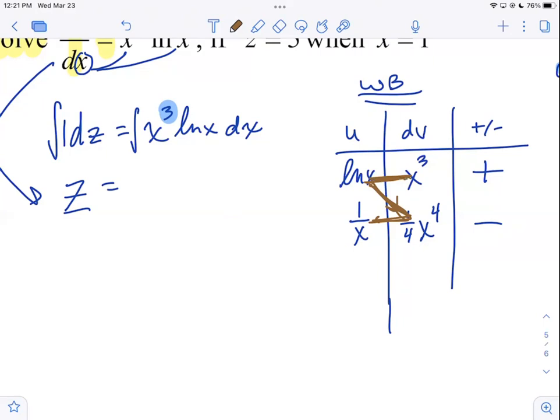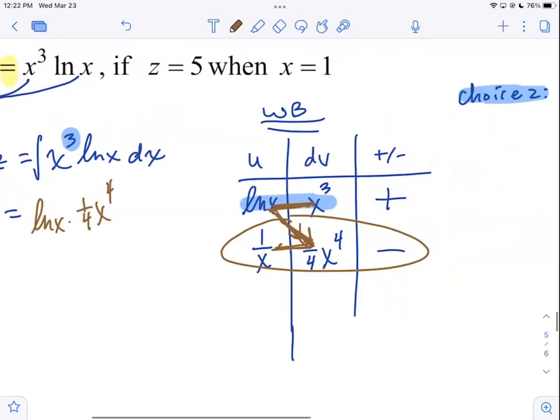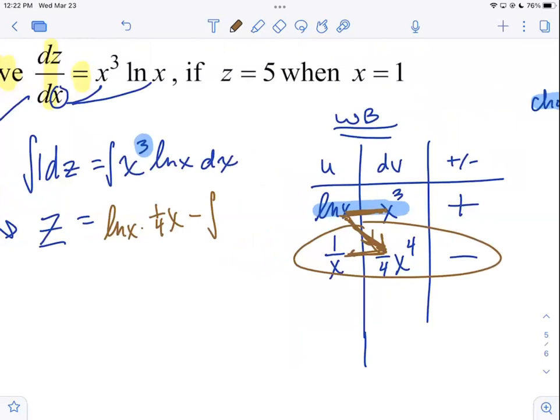So the horizontal line just restates the problem. Now you take the first diagonal, which is ln of x times 1/4 x to the 4th. And then you tie it off with the horizontal line and an integral. If we went down another diagonal, then it would be plus, right? You always tie it off with that same sign, but you tie it off with an integral. And now we tie it off with the horizontal product, which is 1 over x times 1/4 x to the 4th dx.